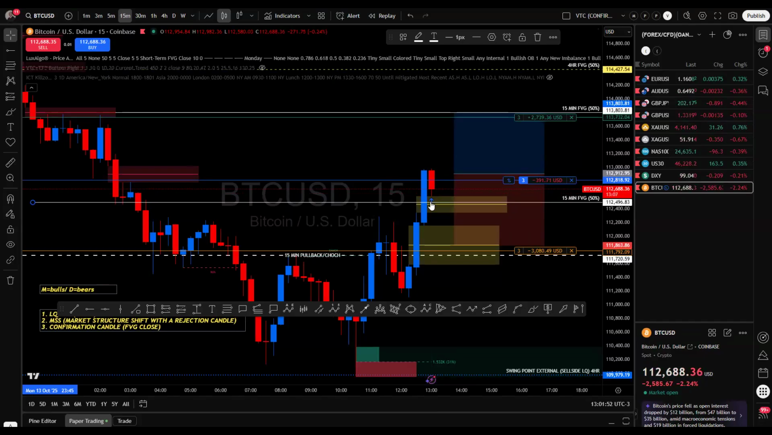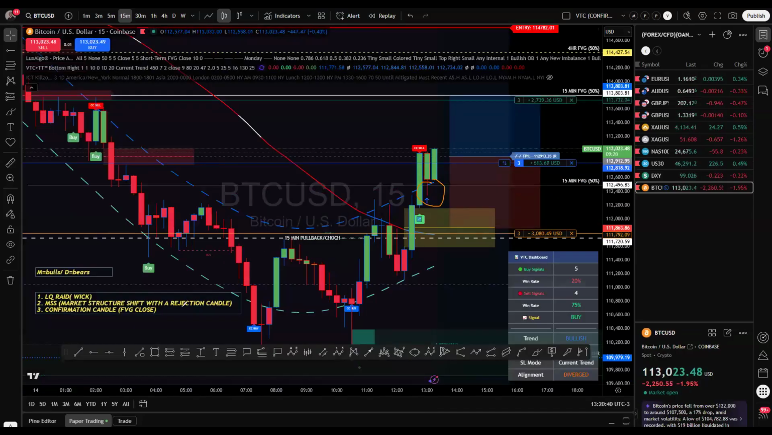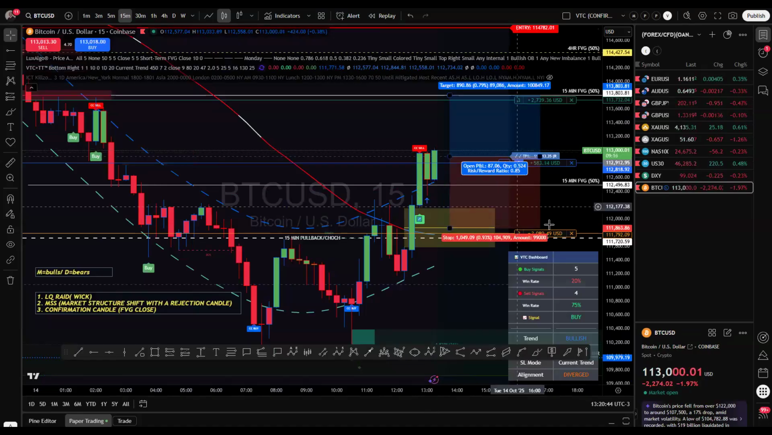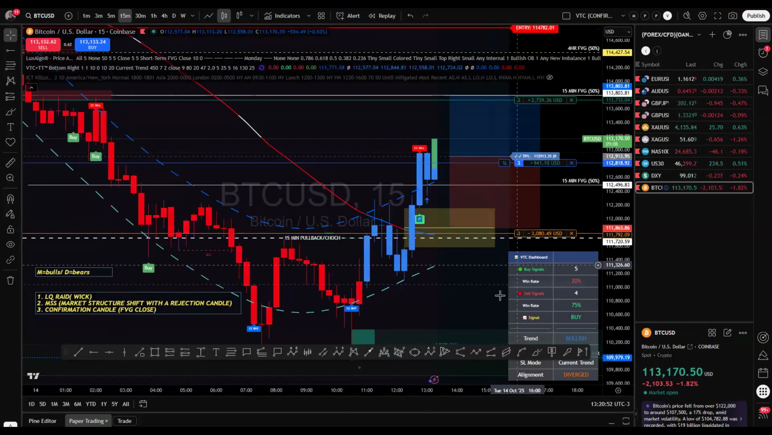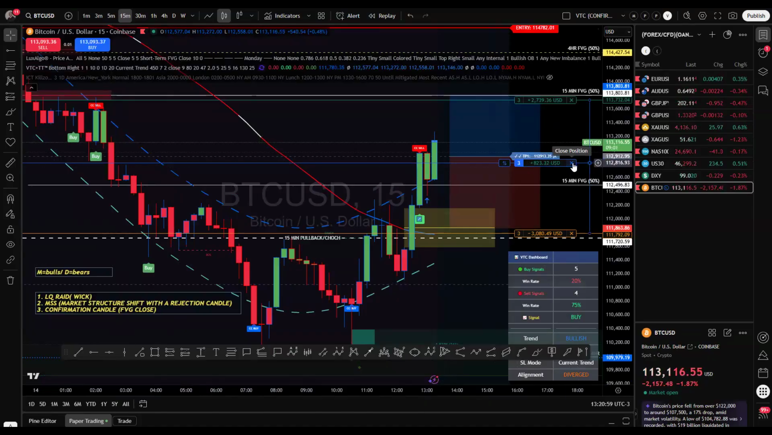All right, so it looks to me like we actually had a basic pullback. I'm probably going to pull the trade in a minute here. It looks like it validated this fair value gap we have over here. So we're over $1,000 in profit, 1,200. If it goes up to over 1,000, I'm going to just close it.